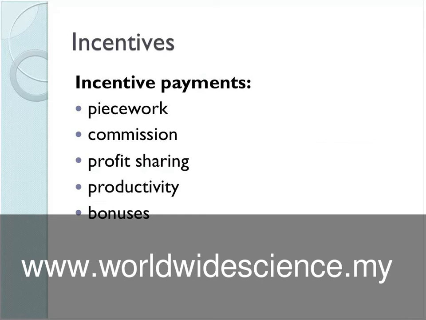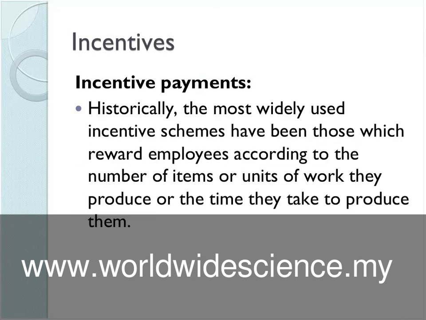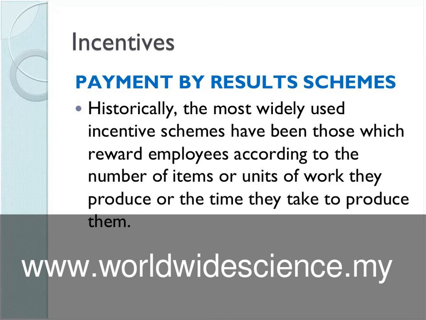And let's see, we have payment by result schemes. Historically, the most widely used incentive schemes have been those which reward employees according to the number of items or units of work they produce, or the time they take to produce them. An example can be given like in the production sector, like some fabrics and so on. And let's see, we have the payment by result schemes and the types.